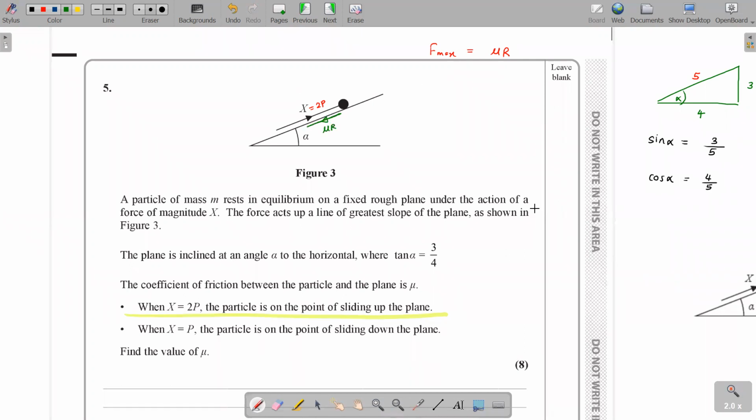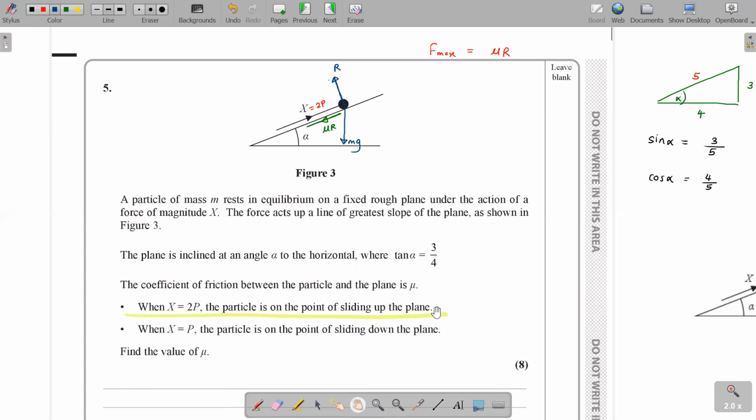So what are the other forces acting here? What are the other forces we have? Mu R means you definitely have the normal reaction, right? Normal reaction acting perpendicular to the plane. What else do we have? We have the weight. The weight is acting vertically down. Mass is m, so weight is mg. Okay.